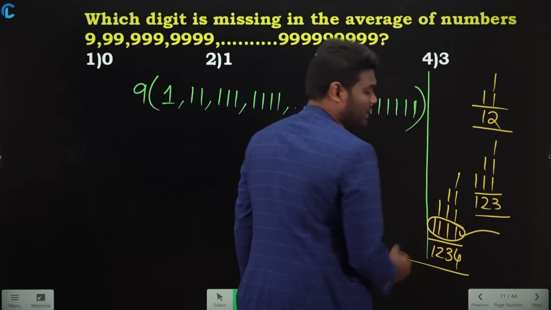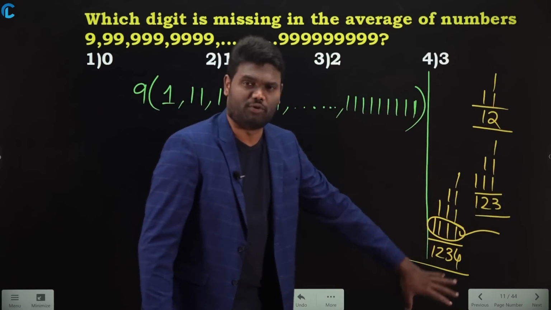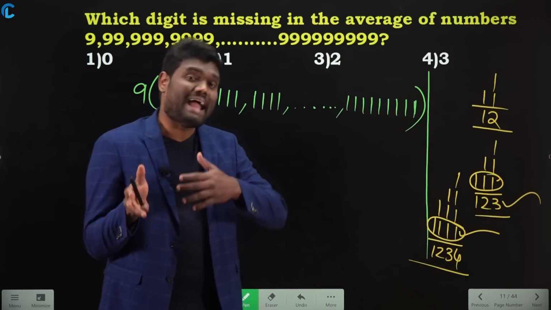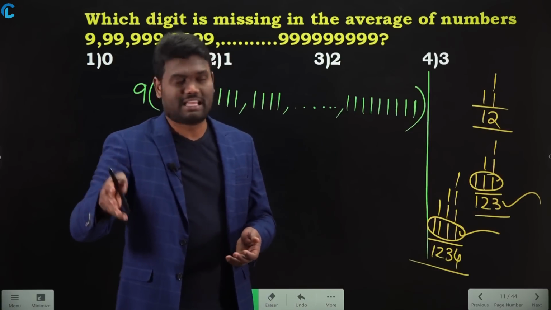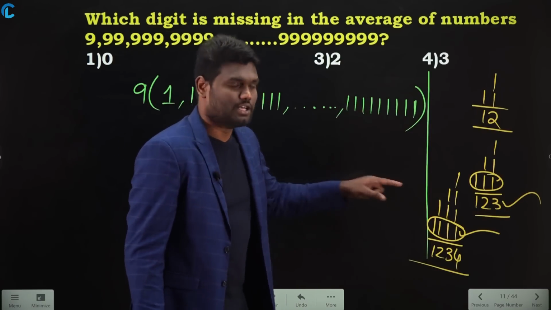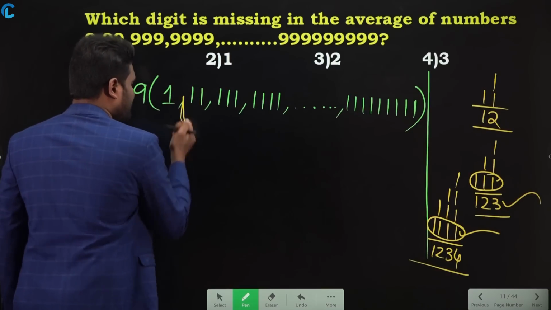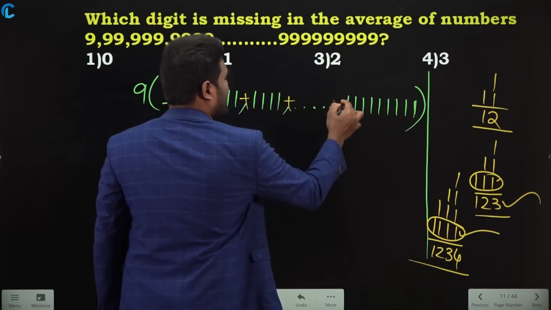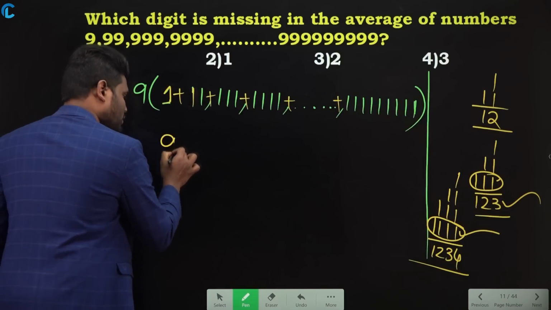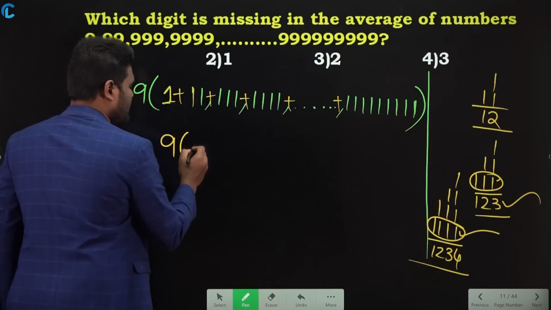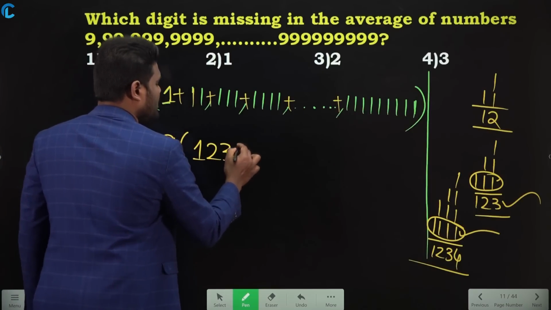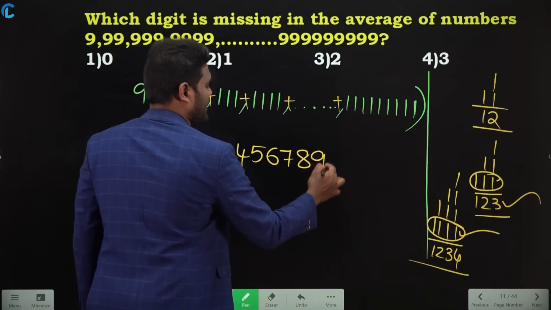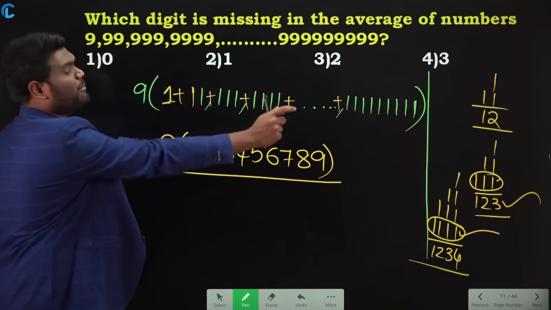Which means if you observe here, the maximum ones. Here I have 4 ones. As it is 4 ones, it is 1, 2, 3, 4. If I am having maximum 3, it is going to be 1, 2, 3. If I am having maximum 6, it is going to be 1, 2, 3, 4, 5, 6. Now in this I have maximum 9. So when I add all these numbers, since I took 9 common, it is going to be 1, 2, 3, 4, 5, 6, 7, 8, 9. Yes or no? Now this is nothing but the sum of these numbers.